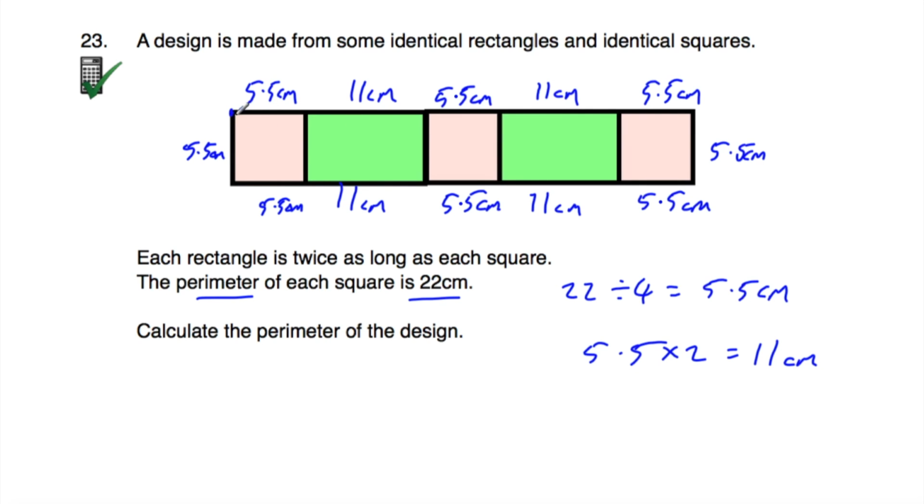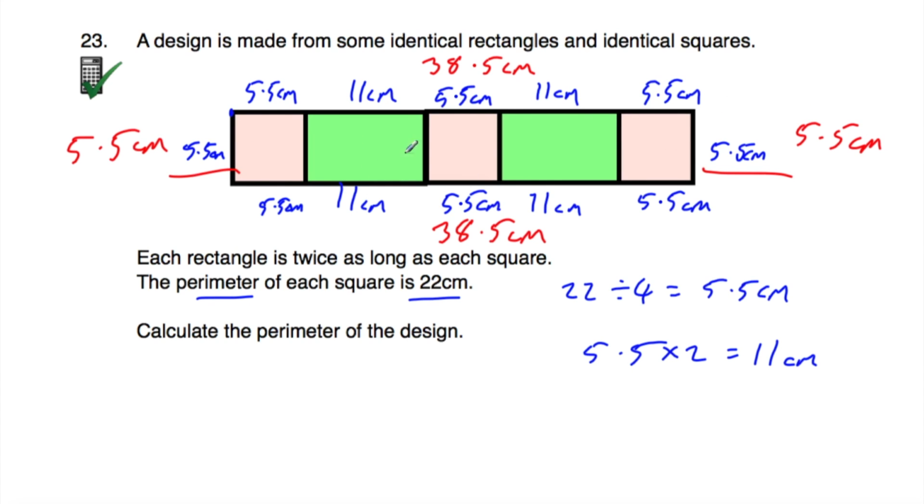So what I'm going to do here is find the length and the width of this design. So obviously the width is 5.5. So we've got 5.5 and 5.5 for the left hand side and the right hand side. Now let's find the length of the design. So if we do 5.5 plus 11 plus 5.5 plus 11 plus 5.5, that'll be the length of the design. So let's do that, and that's equal to 38.5 centimeters. And we've got 38.5 centimeters, 38.5 centimeters, we've got 5.5 centimeters and 5.5 centimeters.